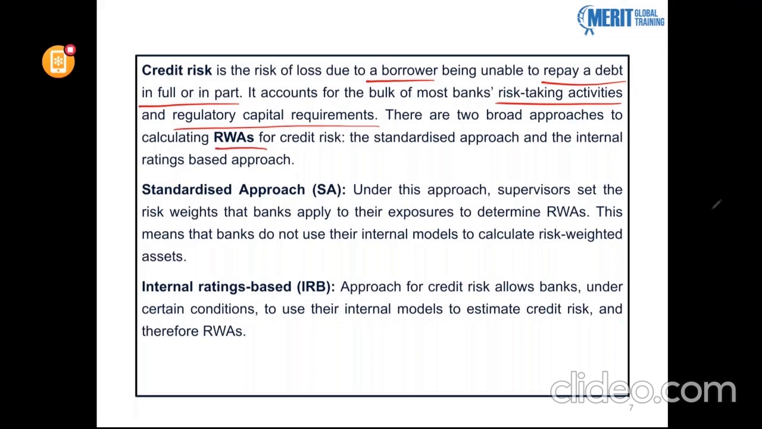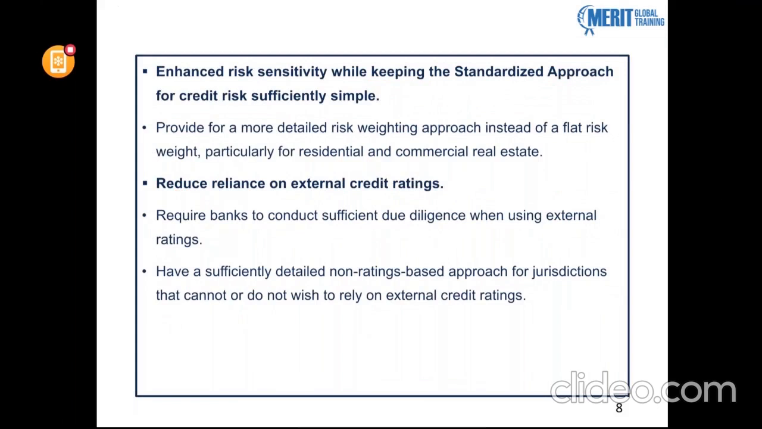There are two broad approaches to calculate RWA for credit risk. We know that already: the standardized approach and the internal rating-based approach. I will not dwell much on that. So what are the main changes under the standardized approach for credit risk under Basel IV? Let's highlight the changes introduced by the Basel Committee to the calculation of RWA under the standardized approach. First, enhanced risk sensitivity while keeping the standardized approach for credit risk sufficiently simple. This provides for a more detailed risk weighting approach instead of a flat risk weight. That's what we're trying to say in essence.